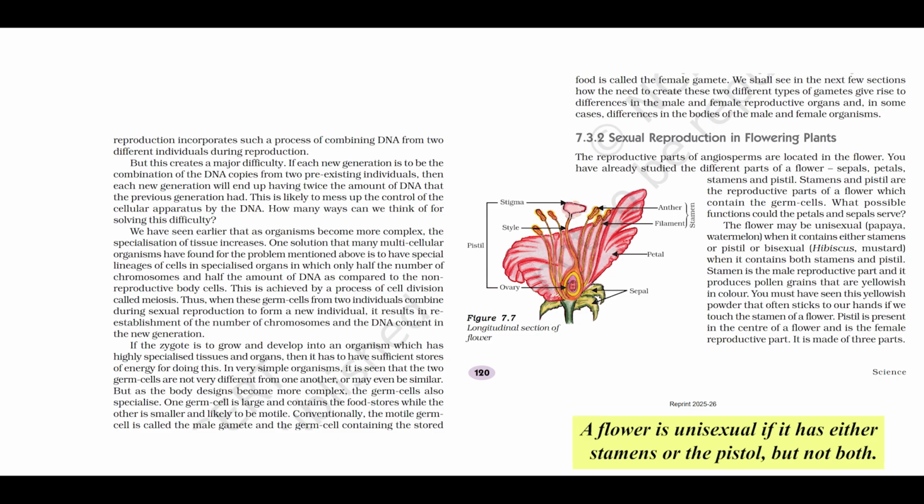Flowers can also be categorized based on these parts. A flower is unisexual if it has either stamens or the pistil, but not both. Examples: papaya, watermelon flowers. A flower is bisexual if it contains both stamens and the pistil in the same flower. Examples: hibiscus, China rose, mustard flowers. Unisexual is one sex. Bisexual is both sexes in one flower.